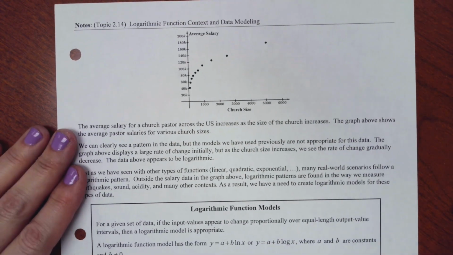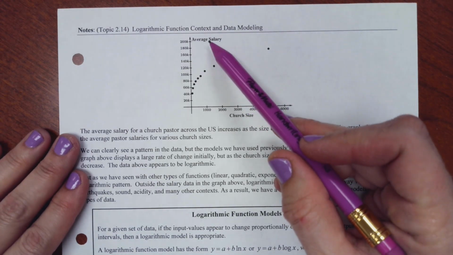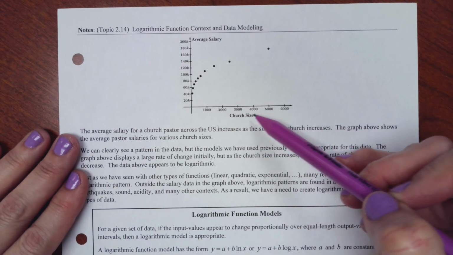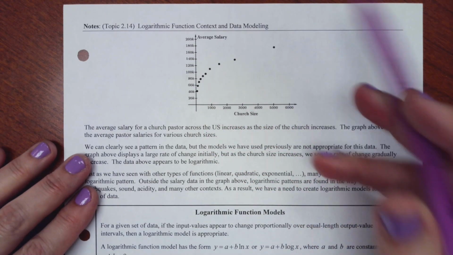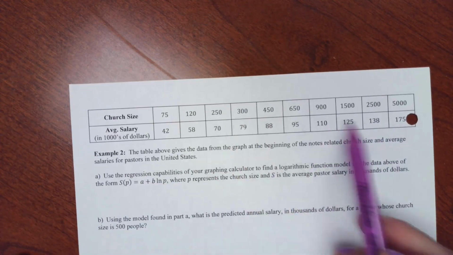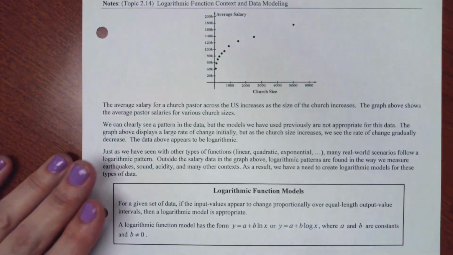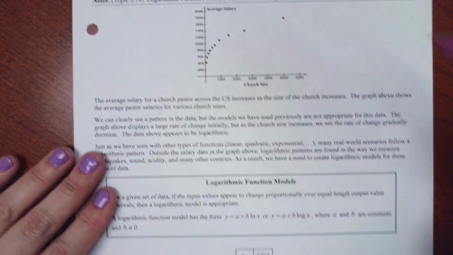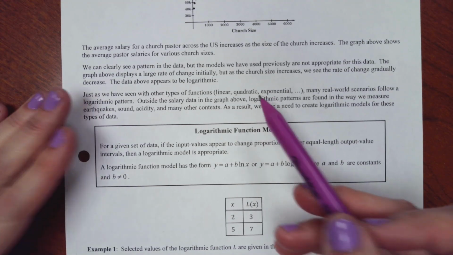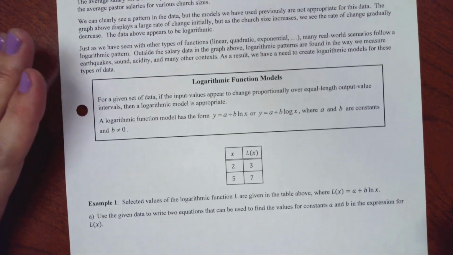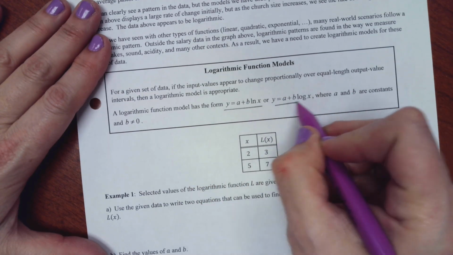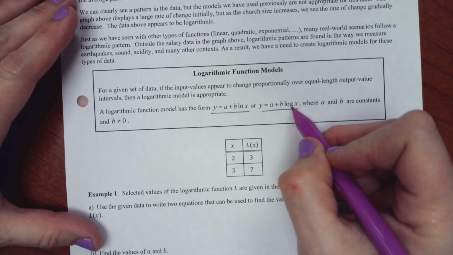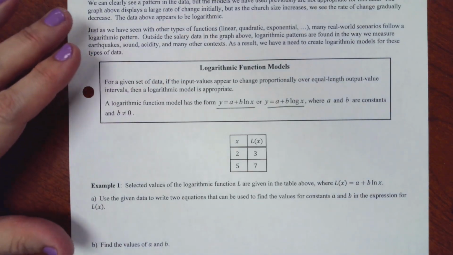But anyway, this data says the average salary for a pastor of a church of whatever size right here. And the data is actually back here. We're going to be using it on that example. But this is just to show you a logarithmic pattern. So we've done linear, quadratic, exponential. Now we're doing logs. So you're going to have two choices: your natural log or log base 10. I suppose you could also do other bases as well, but we'll just be doing these two.